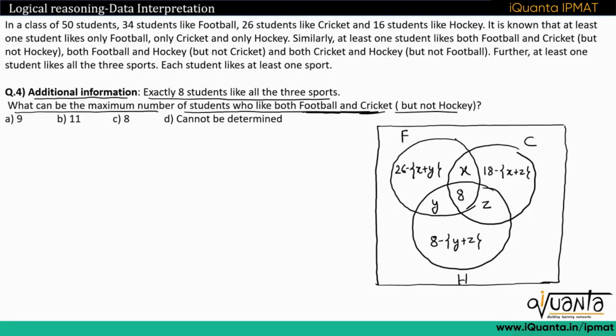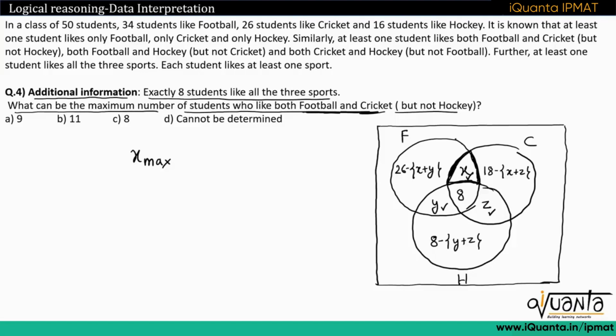So where is such a region? We have such a region over here, both football and cricket but not hockey. So we need to maximize the value of x. See, if we look at the regions x, y and z, then what are these regions? These are the regions denoting exactly 2.